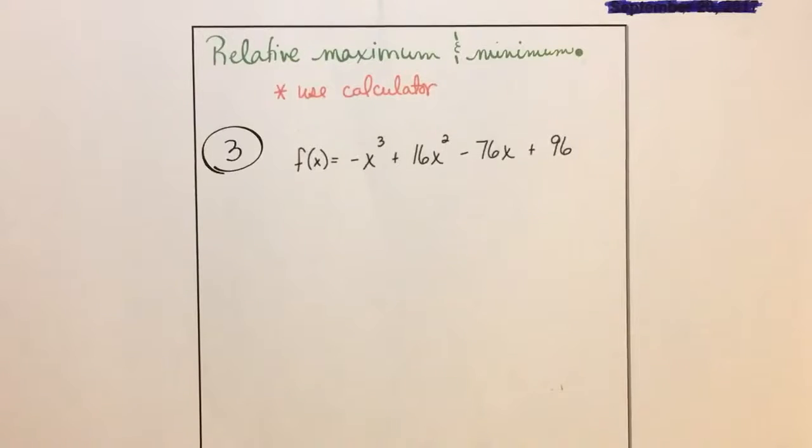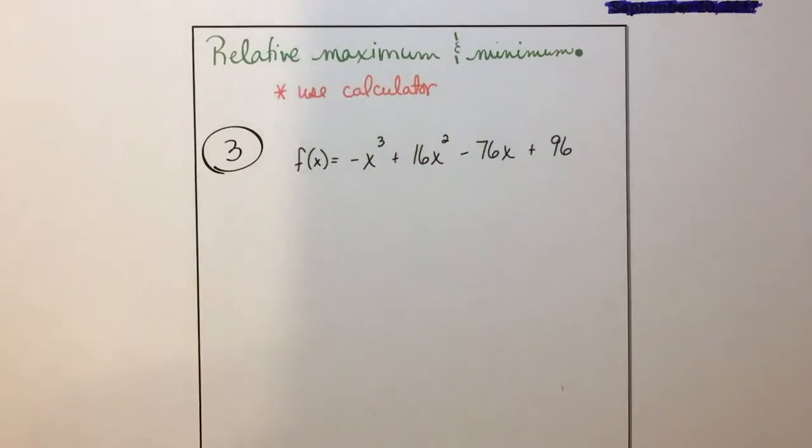Okay, now we're going to take a look at finding what is referred to as relative maximums and minimums, and we're just going to use the calculator to do this. Basically, a maximum is going to be like at the top of the hill, and a minimum would be like at the bottom of a valley. So what you need to do first of all is to take the function that I have here and type it into your y equals.